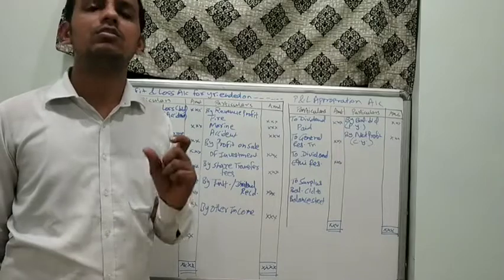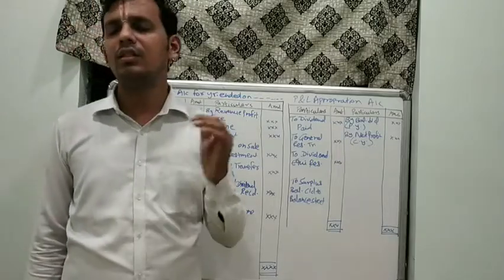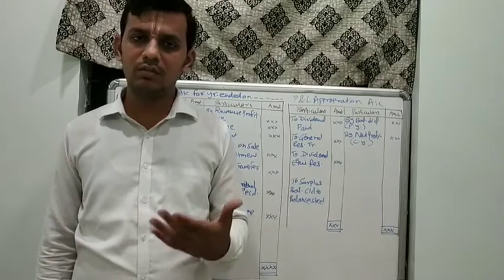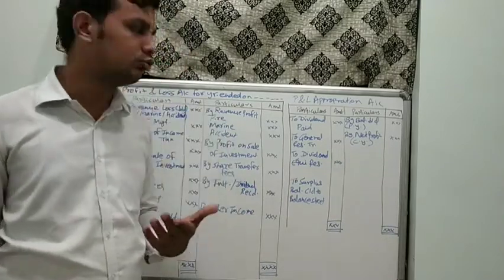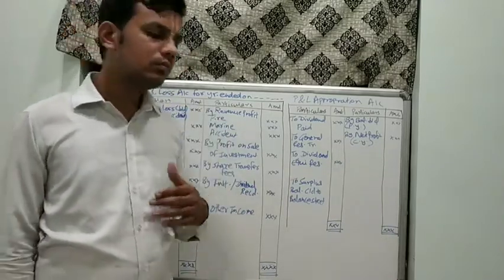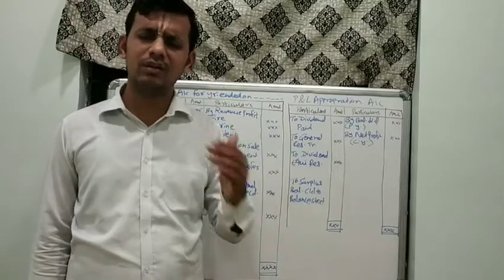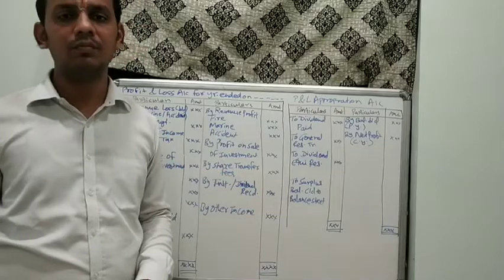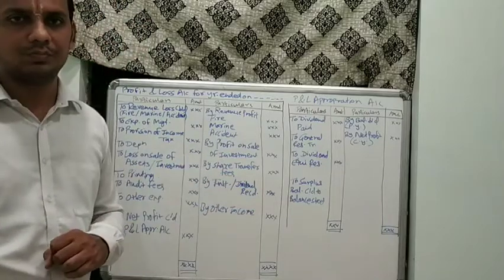Final accounts of general insurance company. In the earlier videos for the second unit we have seen what is insurance, what is general insurance. After that we have seen what are the various types of general insurance. Later on, in the next video, we have seen what is a revenue account.